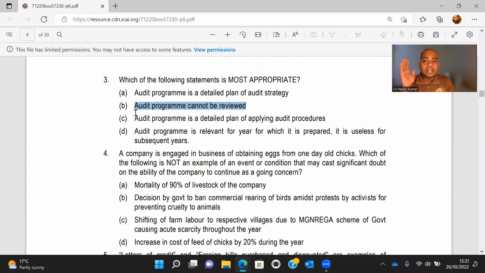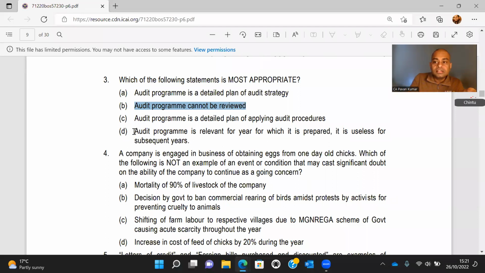Guys, all of you, please, agree with me or disagree with me. Don't you think B is a ridiculous option? So B is to be ruled out. Then D also is to be ruled out. Audit program is relevant for the year for which it is prepared. It is useless for subsequent years.